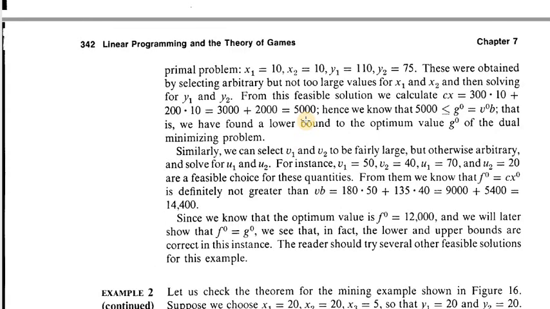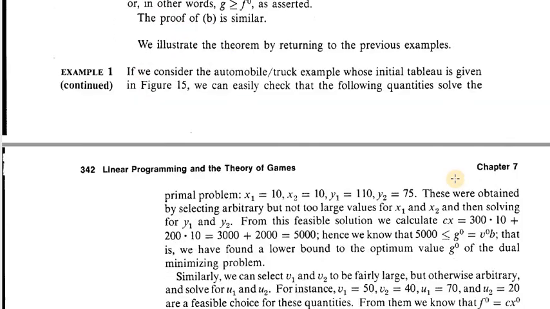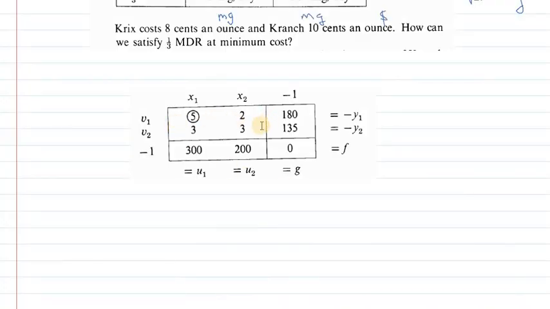And I invite you to read through these examples. Well, let's do them together. All right, this example refers to the tableau in figure 15, so let's go back there. So first we find a feasible solution to the maximization problem. Feasible just means that it satisfies the constraints without necessarily being maximal. So figure 15, the tableau is here.